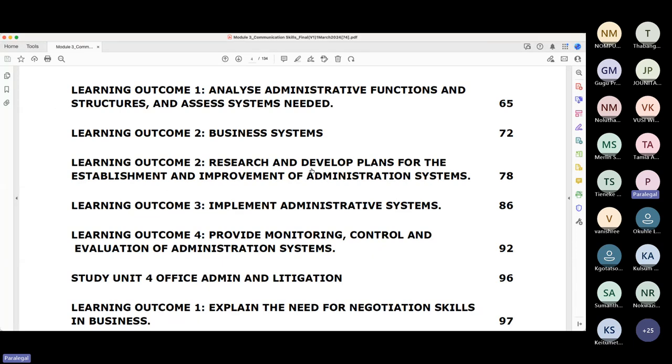Now, you also look at how to do the research and develop plans for establishment and improvement of administration systems.